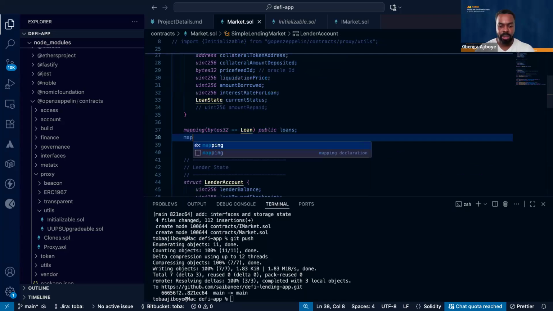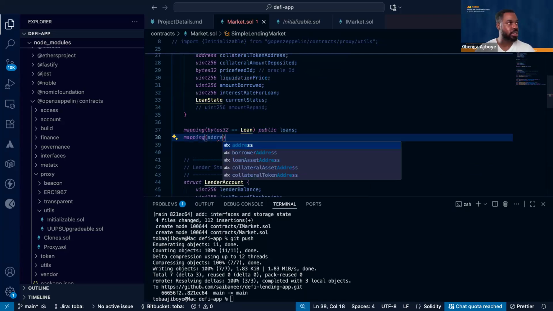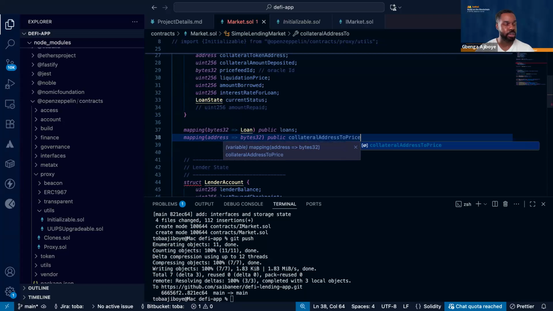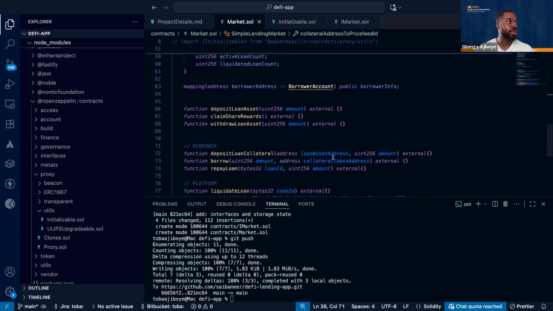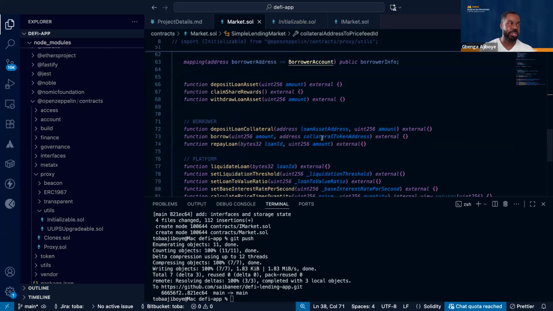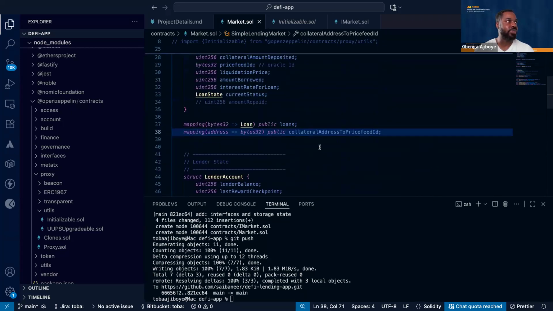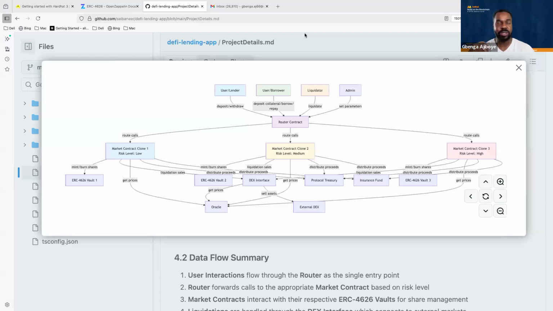I'm going to add a mapping. This is a mapping of address to bytes32, and I call it collateral address to price feed ID. The idea here is when a person wants to borrow and they provide the collateral address, I use the collateral address to get the price feed ID, and once I get the price feed ID, I then use it to get the price.